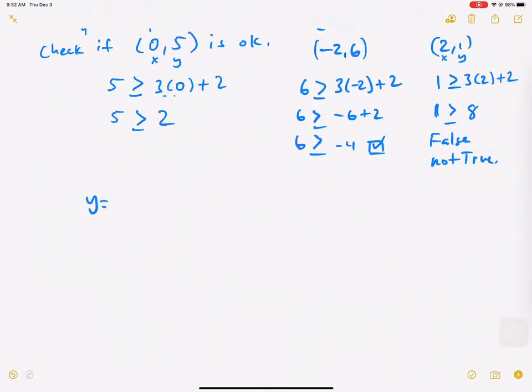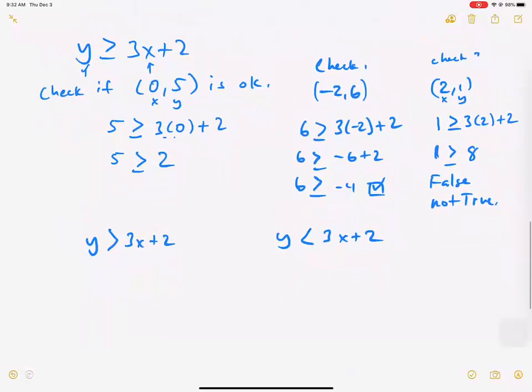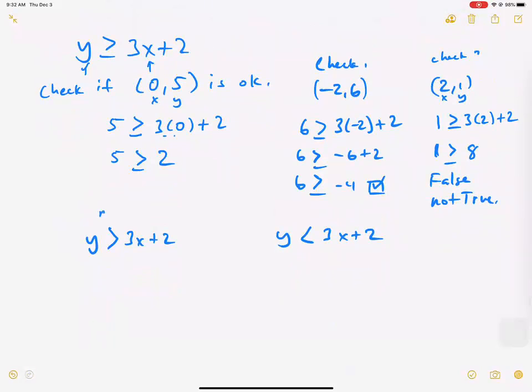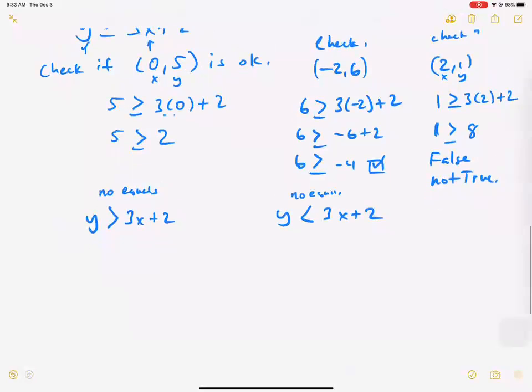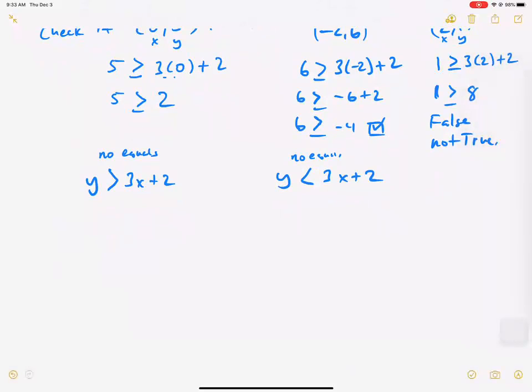We're going to say y is greater than 3x plus 2. Oh, darn it, I don't know why I wrote equals to. Y is greater than 3x plus 2. And then y is less than 3x plus 2. And take a look at what's the difference between what we wrote before and right now: these have no equals. So that changes my graph in a very slight way, but it does matter.